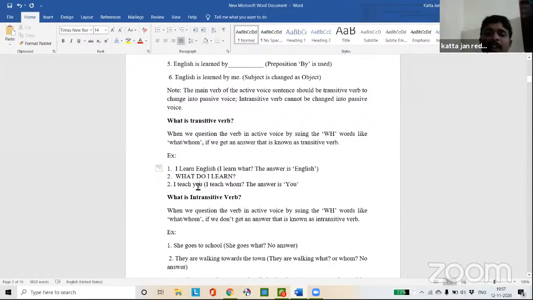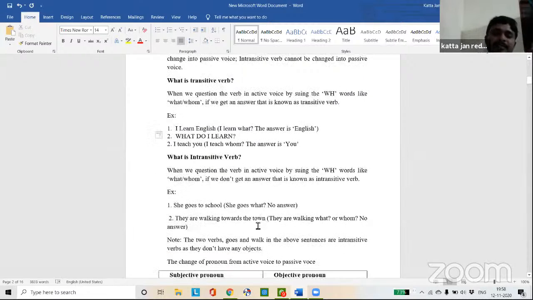You. I teach whom? You. So we got an answer. So that teach is the transitive verb. Right? Right now, if you are confused with these two examples and with this statement, then let us have a look at it in transitive verb. Then you will be clarified.